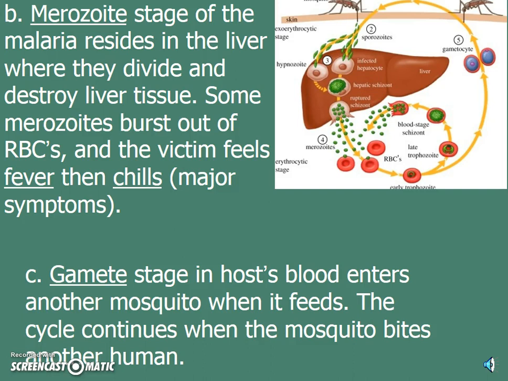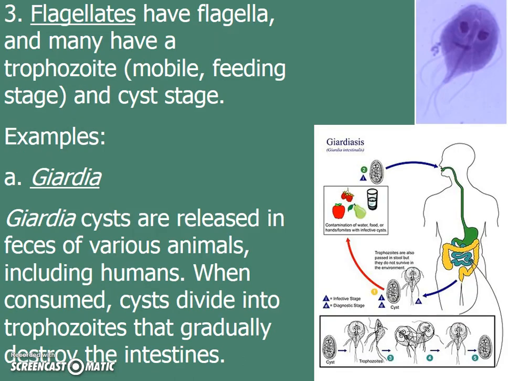Finally, the gamete stage is when the organism is going to enter into another mosquito, and the cycle continues. Very dangerous, okay, but it's mostly in tropical areas because it requires certain types of mosquitoes to vector or carry it.